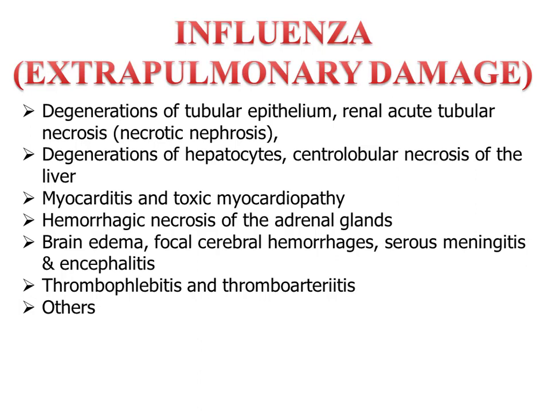As we told before, in influenza, especially in severe case of influenza, we may see some extrapulmonary damages. So what kind of damages can be seen? These are the degenerations of tubular epithelium and renal acute tubular necrosis, which is necrotic nephrosis. Also, degeneration of hepatocytes up to the central lobular necrosis of the liver. Different types of myocarditis and toxic damage of cardiomyocytes means myocarditis. Hemorrhagic necrosis of the adrenal glands. Brain edema, focal cerebral hemorrhages, serous meningitis, and encephalitis, as well as thrombophlebitis and thromboarteritis with the formation of thrombi, as well as some other extrapulmonary manifestations.